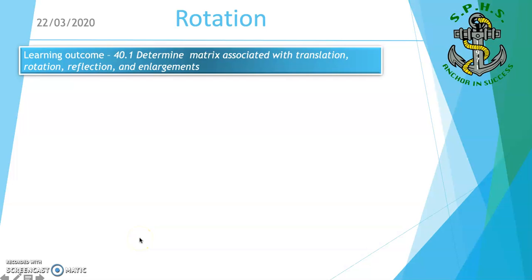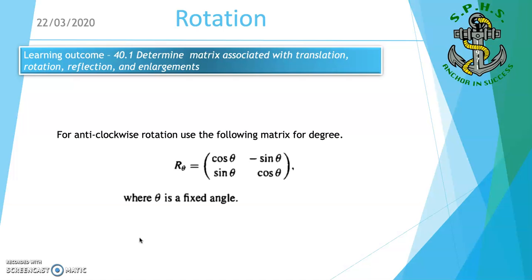Today we will talk about the matrices to use when dealing with rotation. For anti-clockwise rotation, we use the following matrix for any degree. Note that it says anti-clockwise. That would be going the opposite way of a clock.